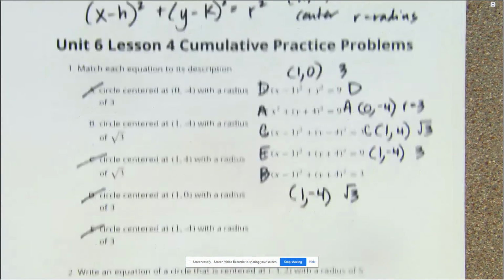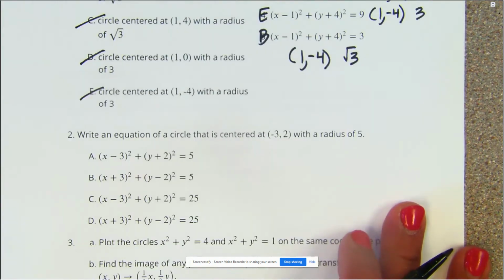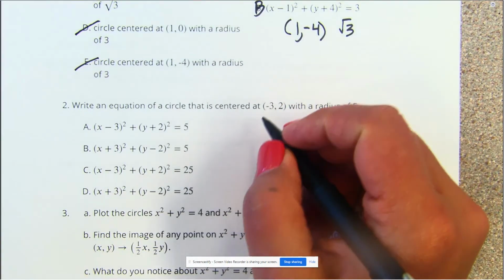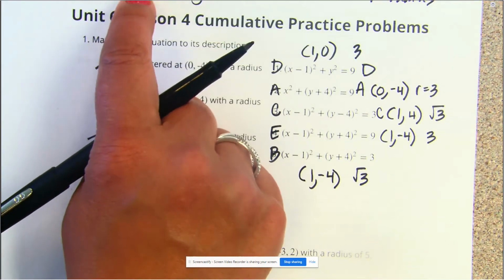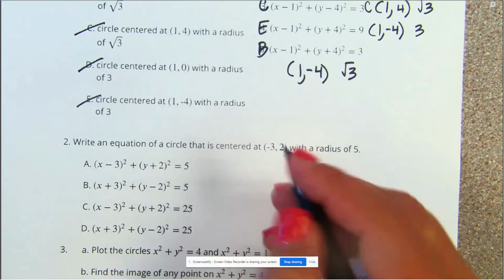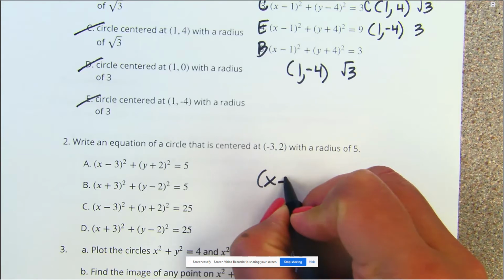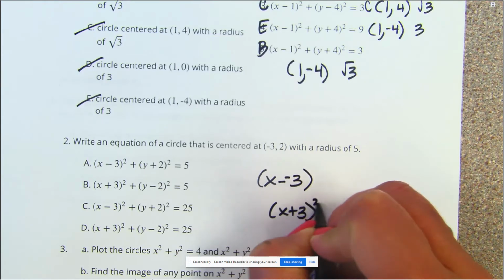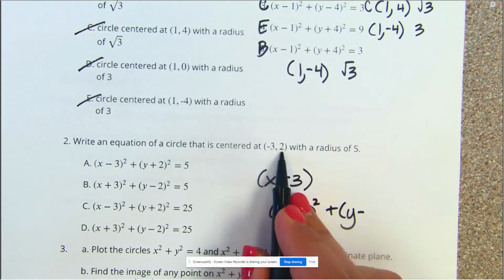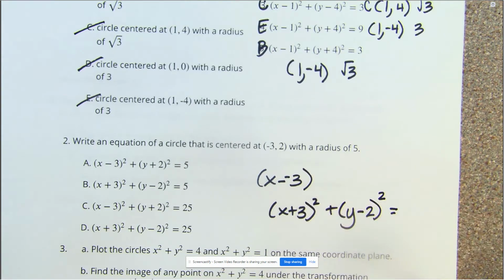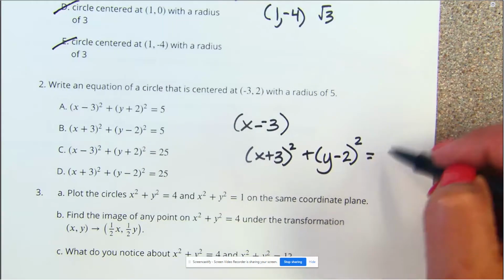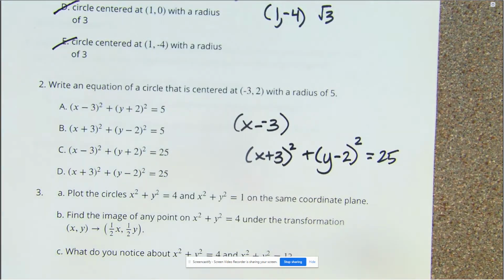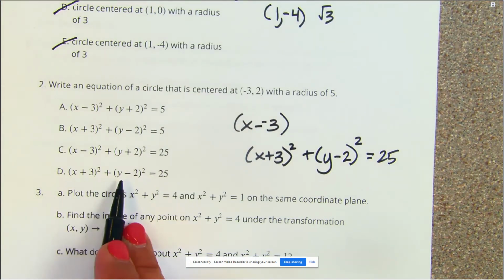Okay. Number 2. Write an equation of a circle that is centered at (negative 3, 2) with a radius of 5. So remember, if you look up here, it's x minus the x coordinate of the center. So it's going to be x minus a negative. When you minus a negative, that becomes positive. Plus y minus the y coordinate equals, and then this number here is the radius squared. So 5 squared is 25. Which one of those matches? Plus 3 minus 2, here it is right here.